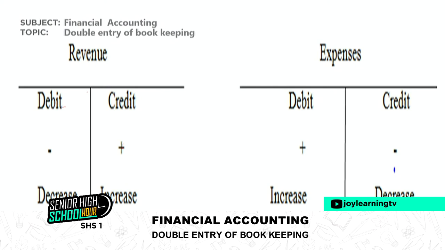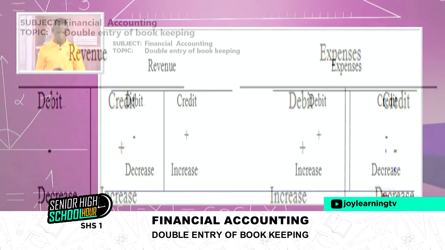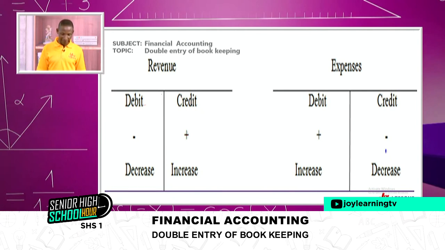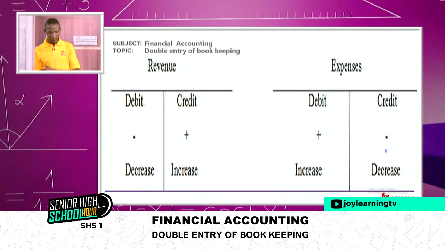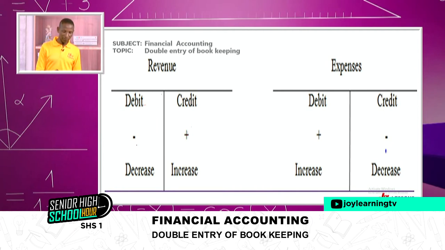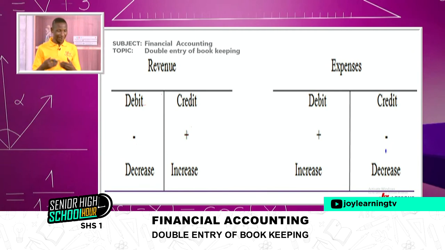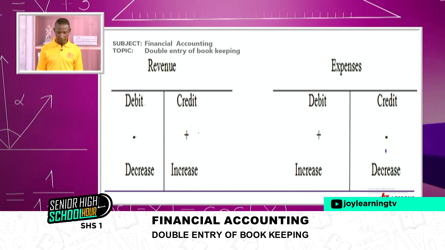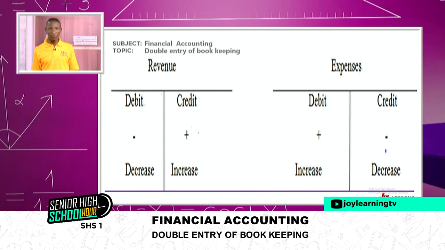So if the revenue has a credit balance, once it is increasing, what do you do? You credit. If it is decreasing, you debit. That is why the minus is at the debit. So if your revenues are increasing, you credit. If they are decreasing, you debit. Or in other words, if you want to add, you credit. If you want to subtract, you debit. That's the opposite. Now let's look at the expense.